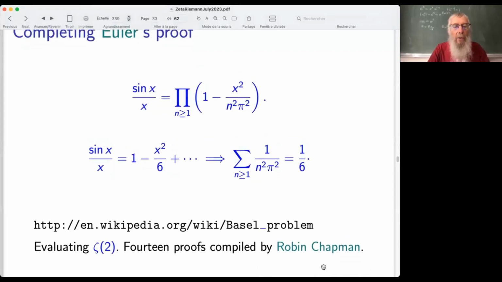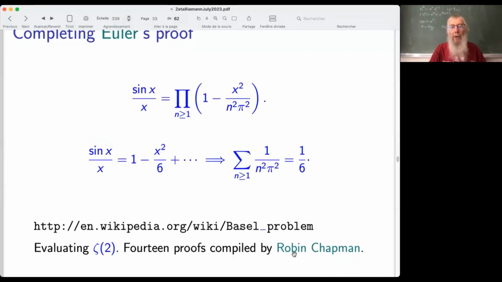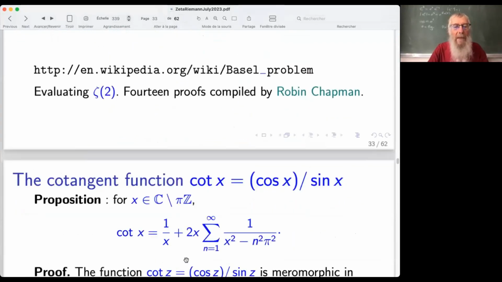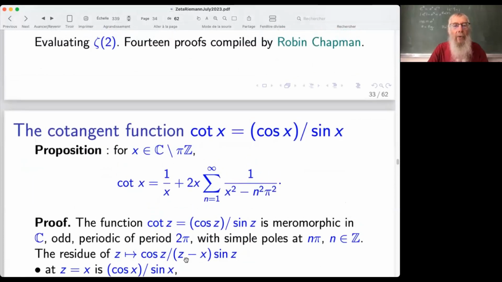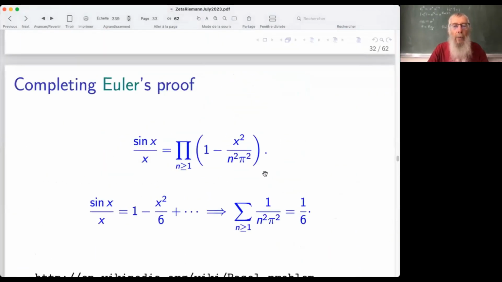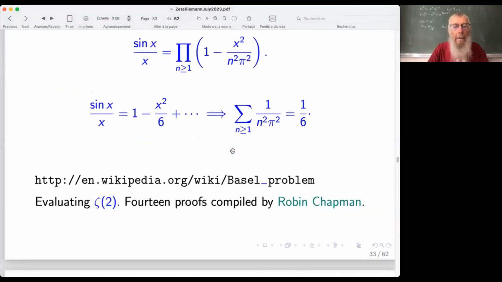There is a paper by Robin Chapman, who gives 14 proofs of zeta of 2 equals pi squared over 6. So don't believe that there is a single proof. There are many proofs of that. Okay, so I would like to explain one proof of this expansion of sine x over x.